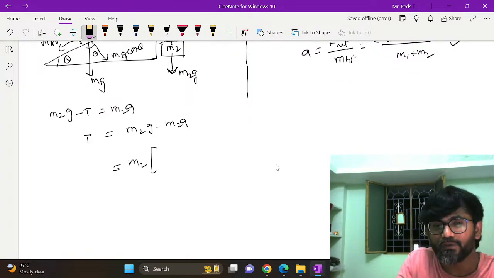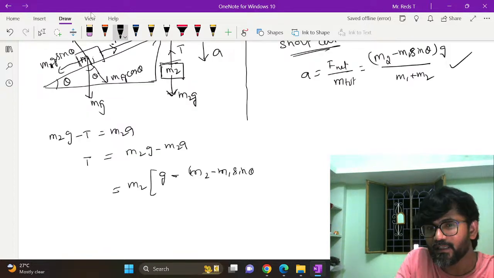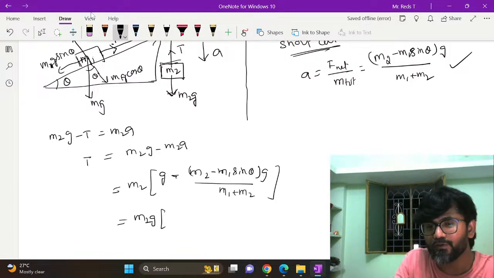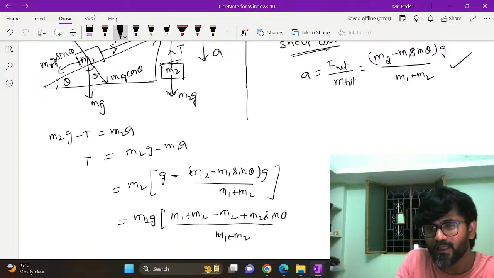So again here G is common, take it out, so it becomes M1 plus M2, and multiply with this minus sign, we get minus M2, minus of minus plus M2 sin theta. G has gone out, by M1 plus M2. Now minus M2 plus M2 cancel, and you get M1 plus this.